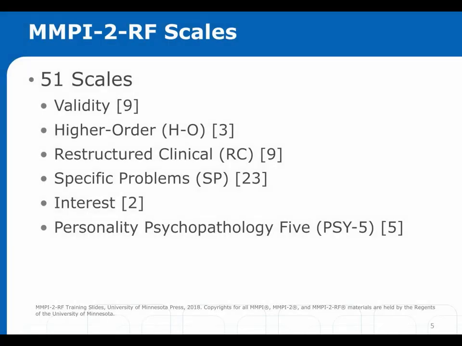So let's begin going through all of the MMPI-2-RF scales. You can see here that there are 9 validity scales, 3 higher order scales, 9 restructured clinical scales, 23 specific problem scales, 2 interest scales, and then the 5 Psy-5 scales. We'll begin by discussing the validity scales and the constructs that they are intended to measure.